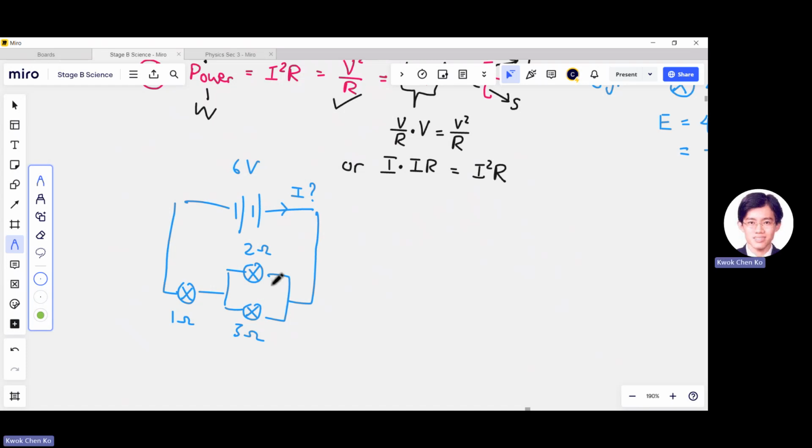1 ampere? Oh no, of course not. You're forgetting something. This is parallel, so you have to use that formula earlier for parallel arrangement to work out the total resistance. It's not one.